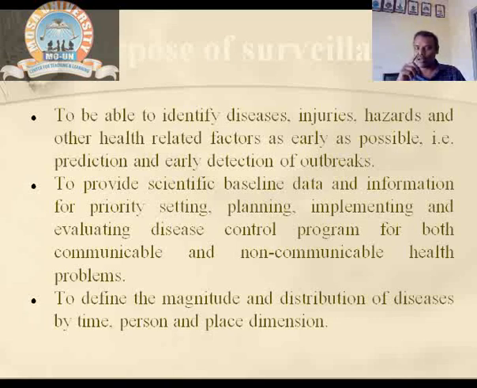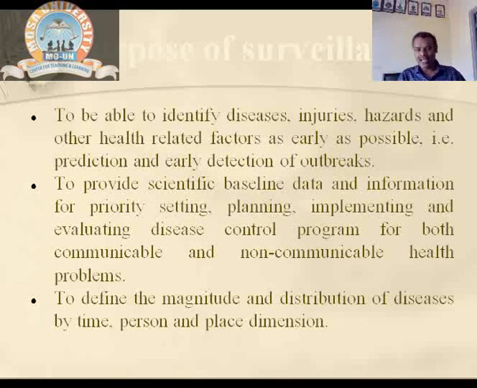I hope you can now remember what an outbreak is. An outbreak happens in a particular place. When an outbreak happens, someone reports that outbreak to the nearby primary health centers, then you are going to stop that outbreak within the particular area. So for that purpose, the surveillance is very important.